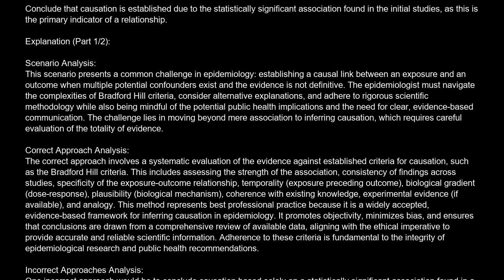and analogy. This method represents best professional practice because it is a widely accepted, evidence-based framework for inferring causation in epidemiology. It promotes objectivity, minimizes bias, and ensures that conclusions are drawn from a comprehensive review of available data, aligning with the ethical imperative to provide accurate and reliable scientific information. Adherence to these criteria is fundamental to the integrity of epidemiological research and public health recommendations.